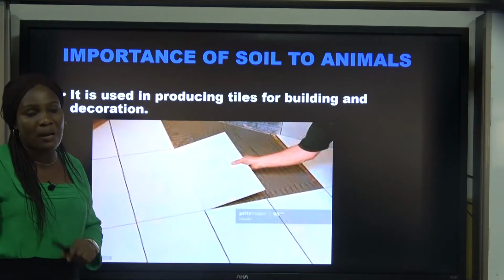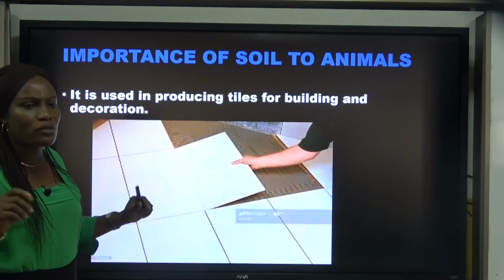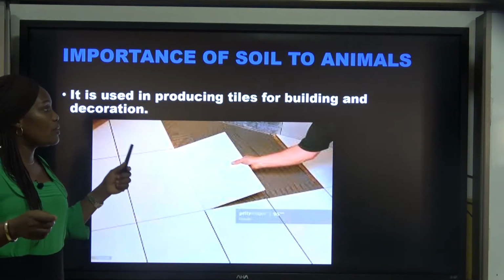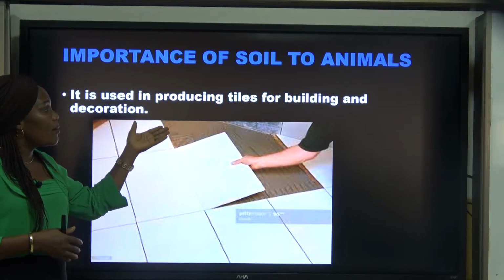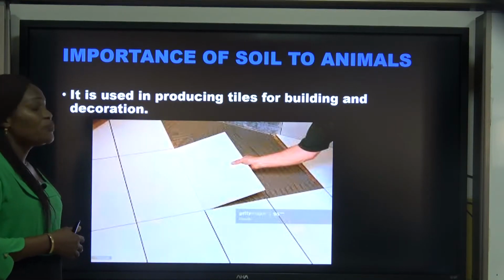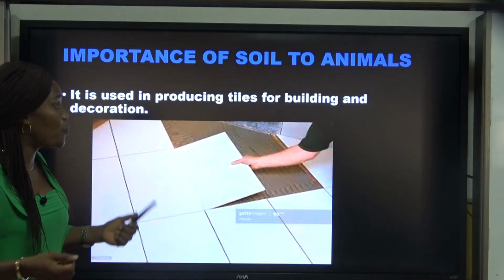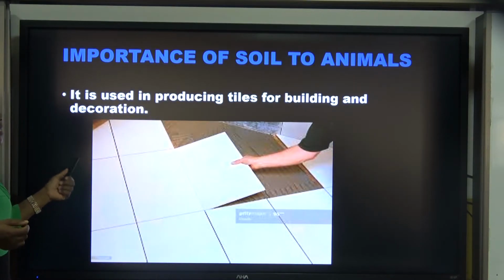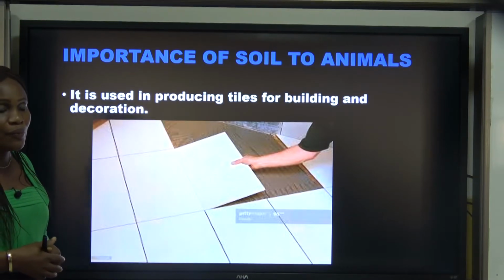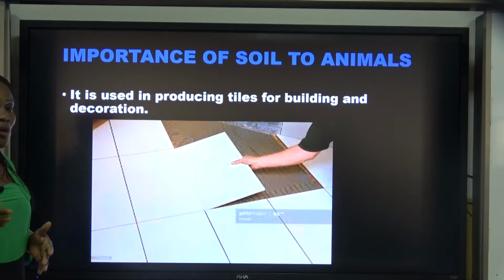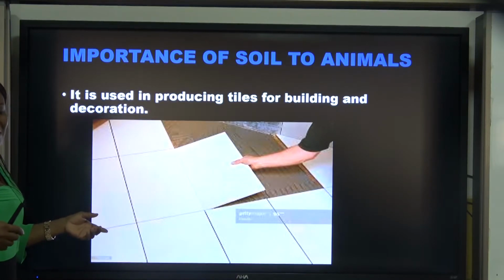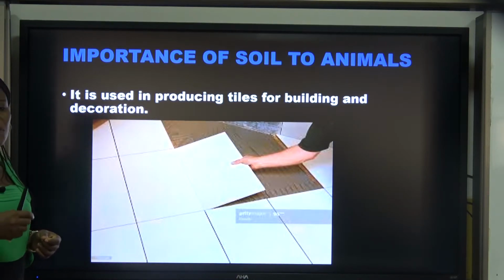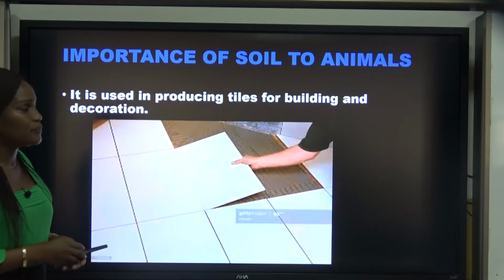Importance of soil to man and animals. Number one, it's used to produce building tiles for building and decorations. Clay soil, the refined one, is used to produce tiles, and these tiles are used for decoration.